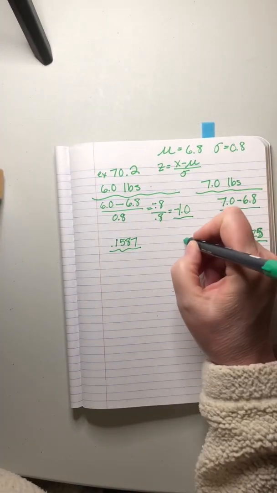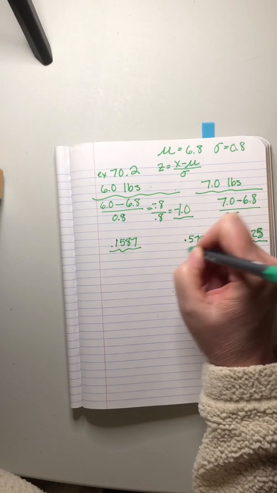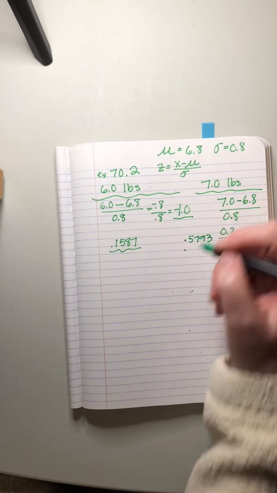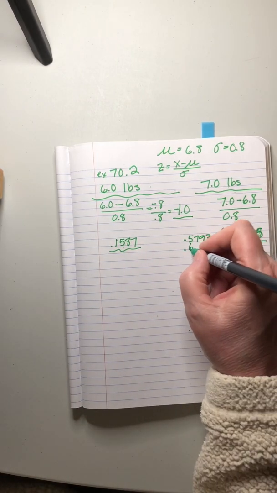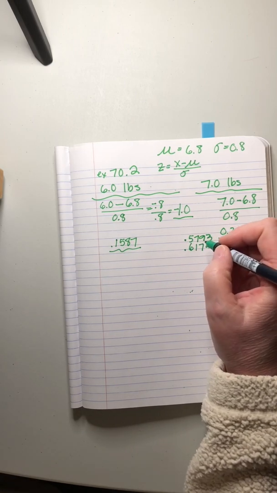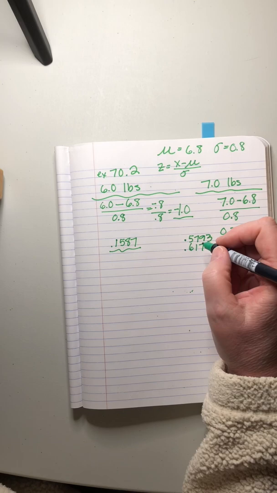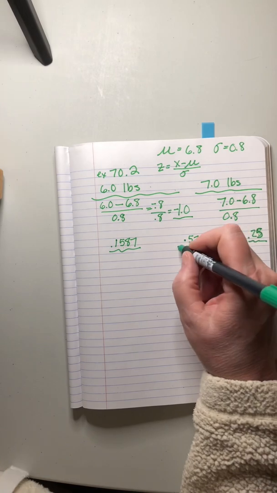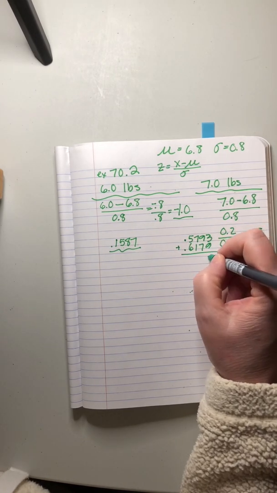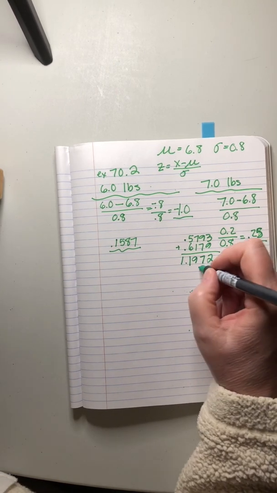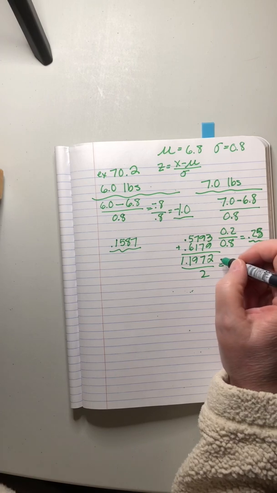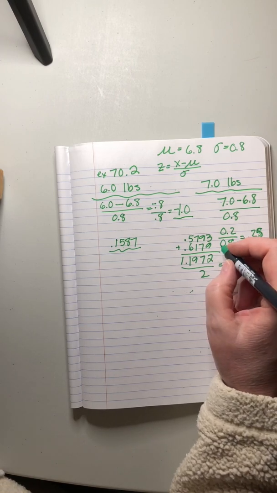So we take those two scores, which are 0.5793 and 0.6179, and we're going to add them and divide by 2. And I'm going to let John do the heavy lifting on that. That will be 0.5986.